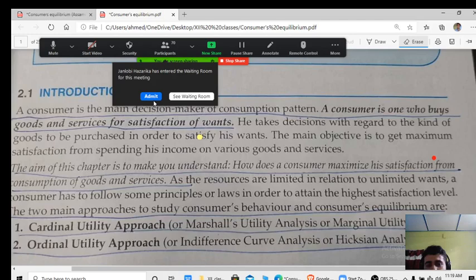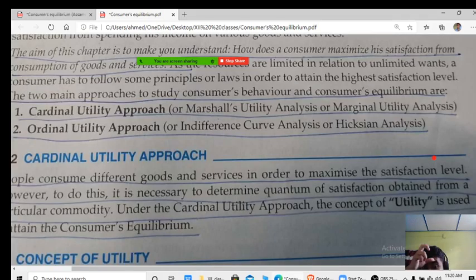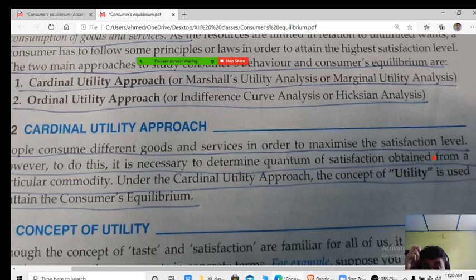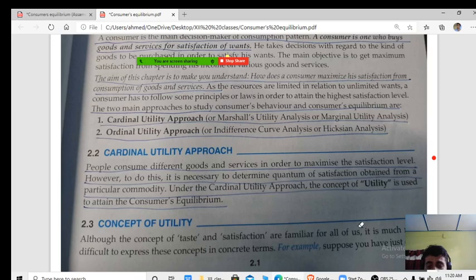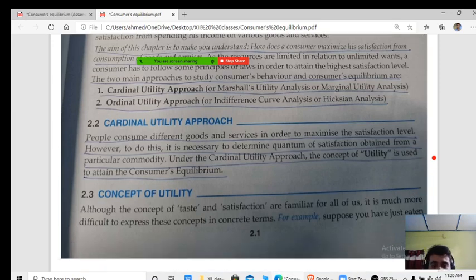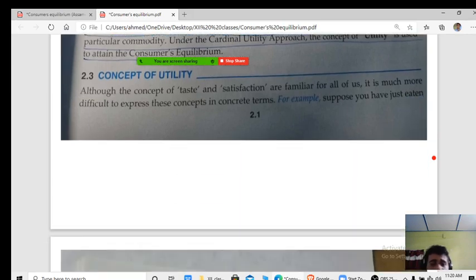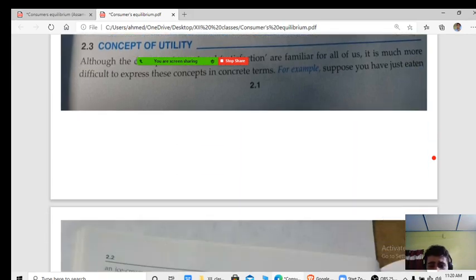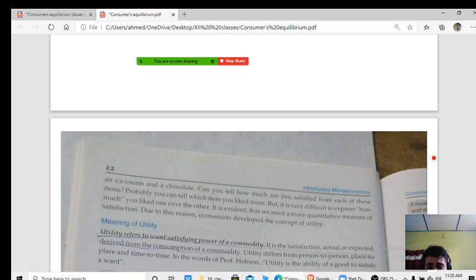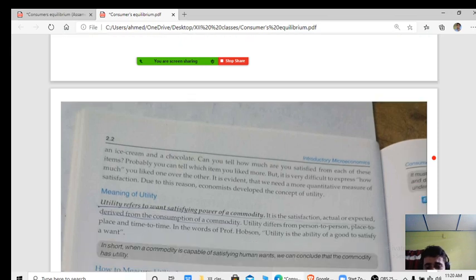Now, cardinal approach. So let's focus on cardinal approach for the time being. Cardinal approach, we have already said. Cardinal approach gives cardinal numbers to the satisfaction that we derive from consuming the commodity. Okay. So taste and satisfaction are almost similar to us, but there is a difference between the two.